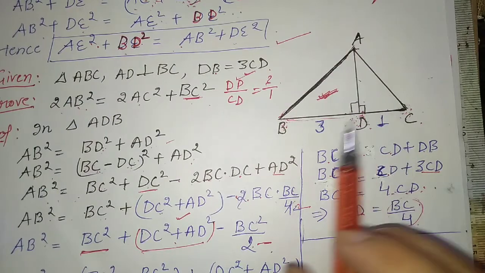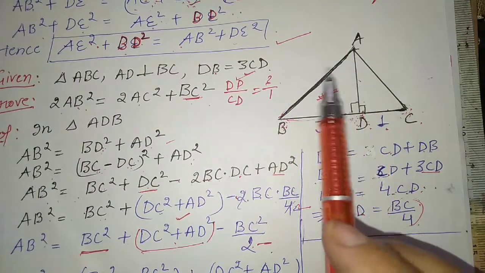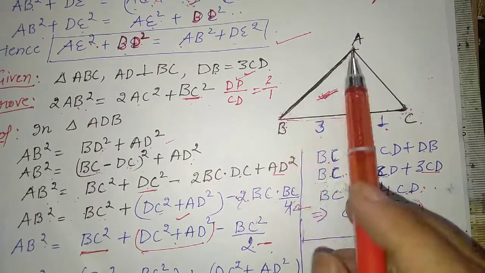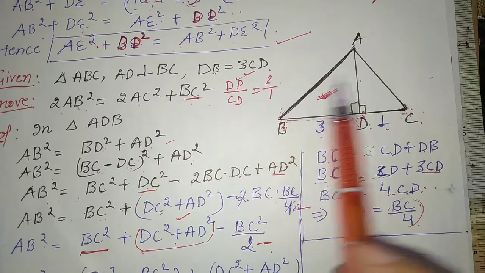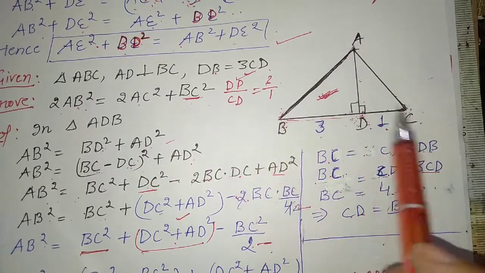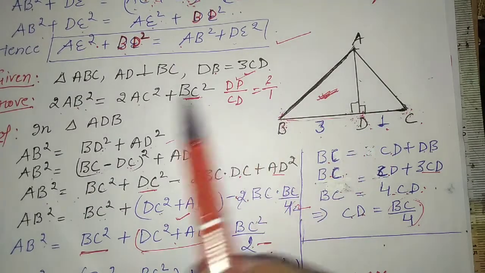BD and CD. This is 3:1. Okay. Now we want to prove twice of AB square, this is AB square, it will come 2 times, is equals twice of AC square and BC square. BD AD का कहीं रोल नहीं है, but we have to use that to show.